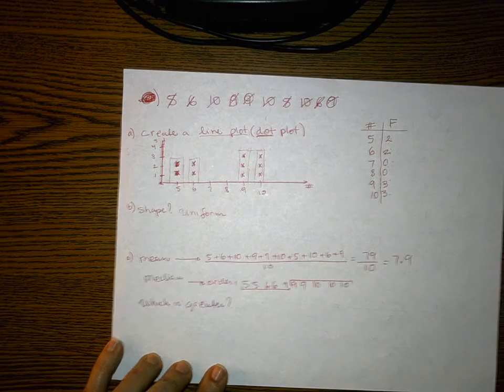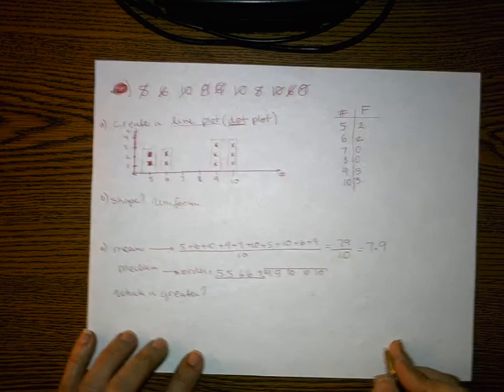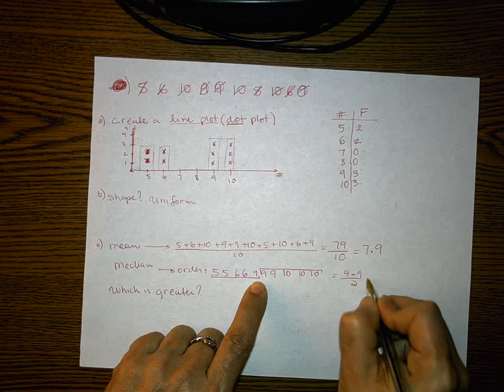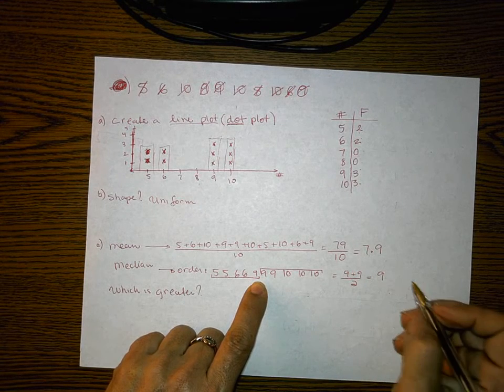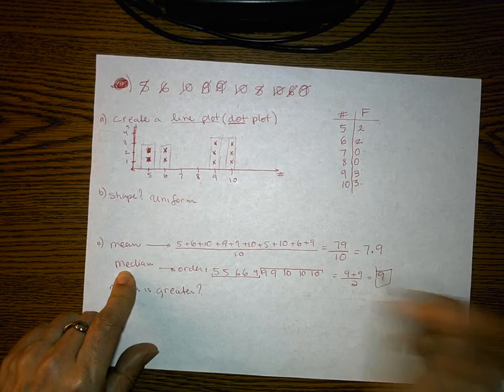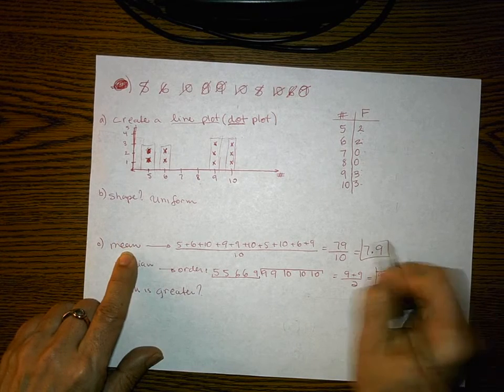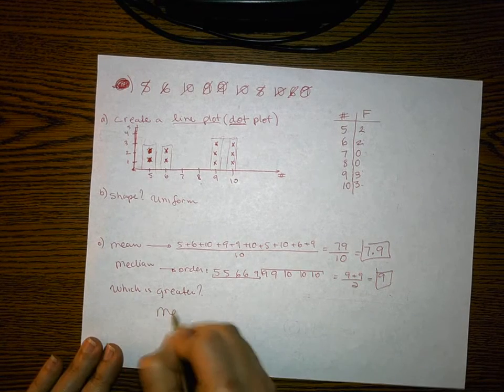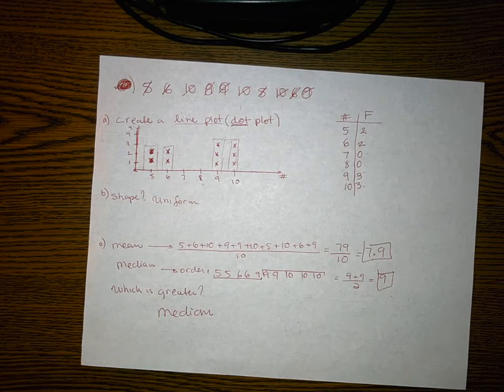That means there is no middle. I have to find my own middle. That is 9 plus 9 divided by 2, which is just 9. So the median is 9. The mean is 7.9. Which one is the greatest? Well, the median. The median is greater, okay? So that is how you calculate your mean, your median, your mode. The mode here would be none, okay?